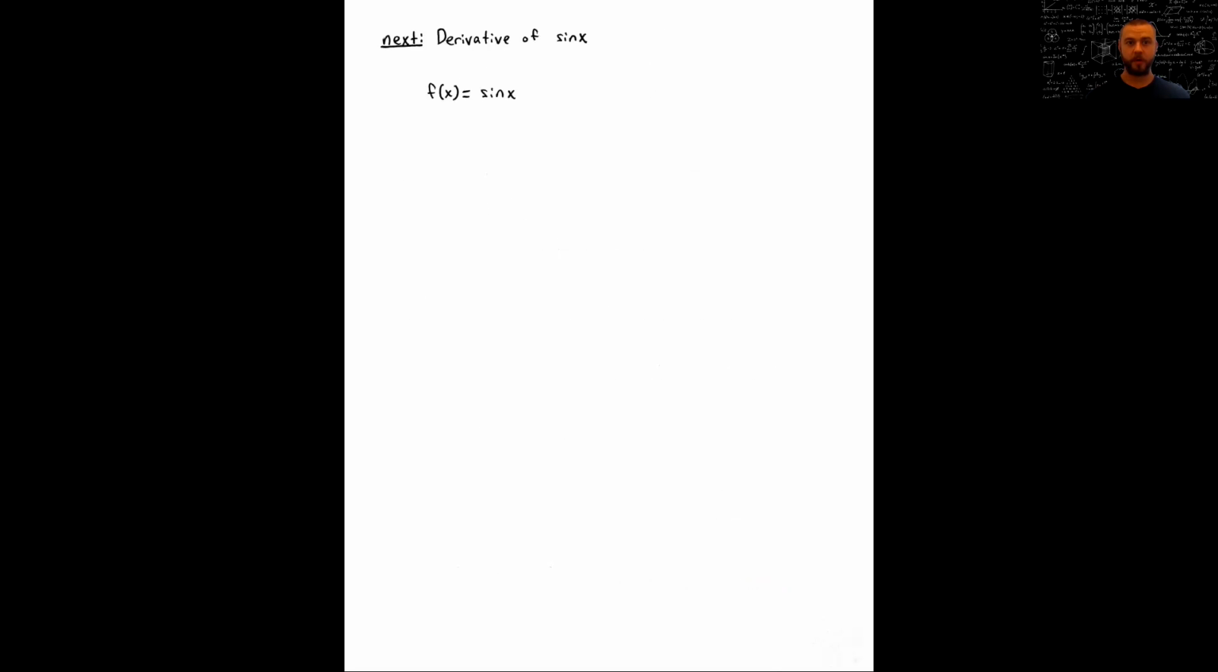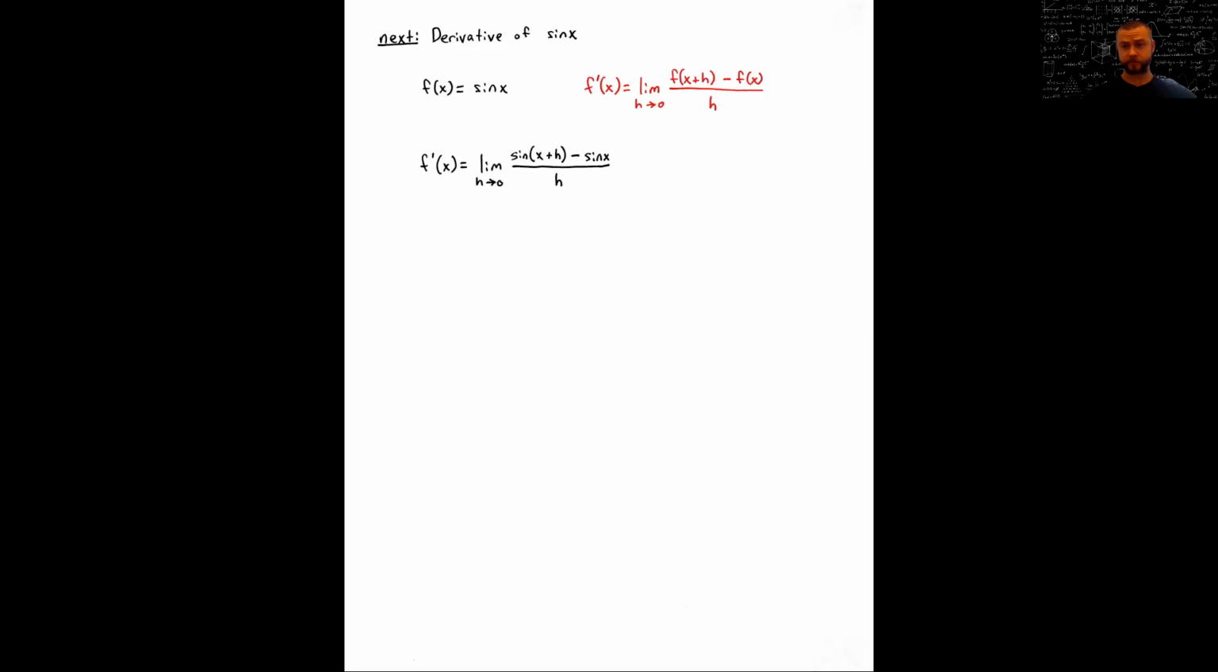All right, so we don't really have any tools available to us. Notice this is not a power of x. It's not an exponential function. It's a trig function. Now, what we are going to rely on is very briefly going back to the limit definition.